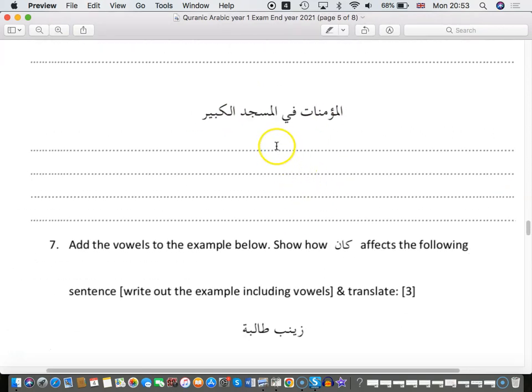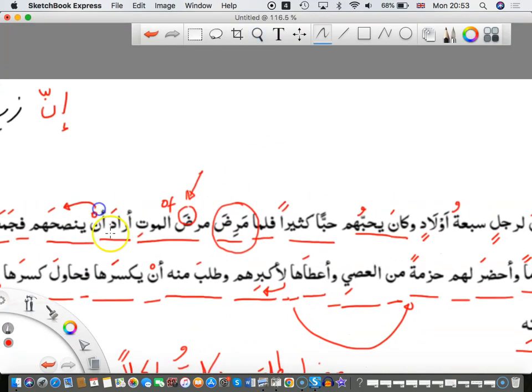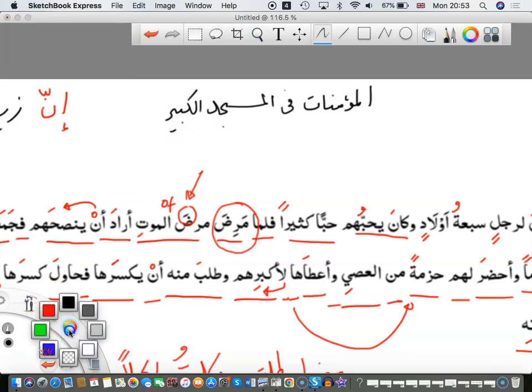Okay, so al-mu'minat fil masjid al-kabir. So let's write this out then. Al-mu'minat fi al-masjid al-kabir. So what vowels do you put on here? Al-mu'minatu. Remember, it's the mubtada, isn't it? Fi al-masjid al-kabir. Now add the inna. How is inna going to affect this?